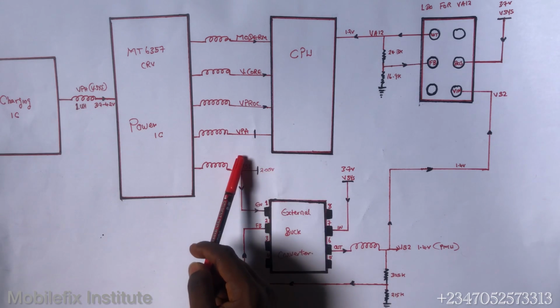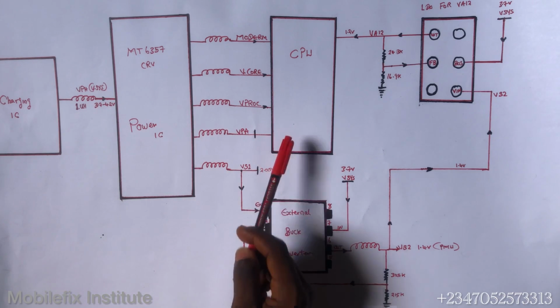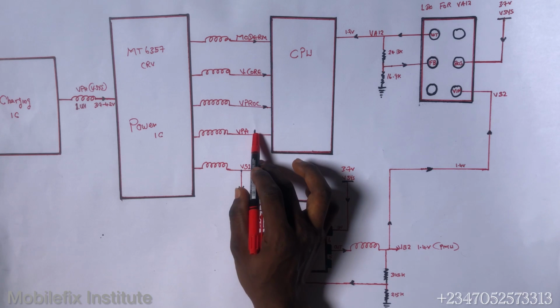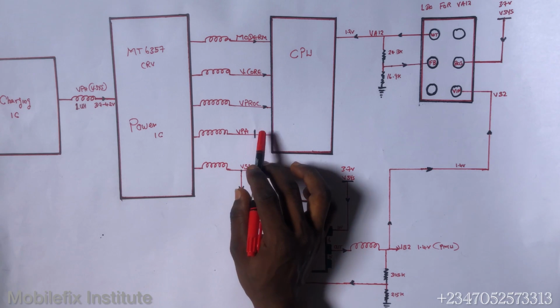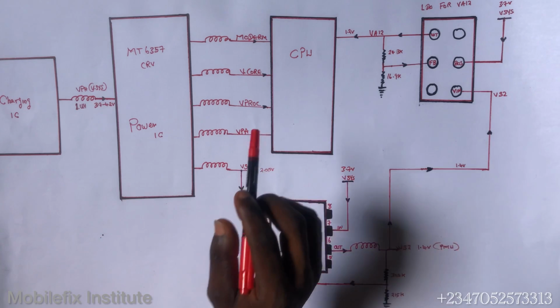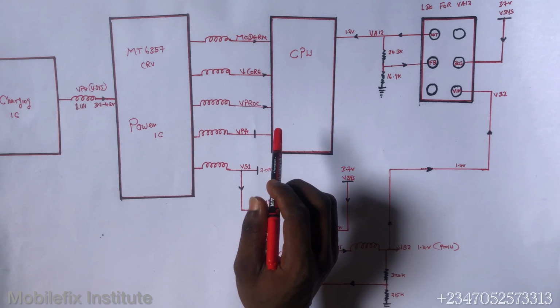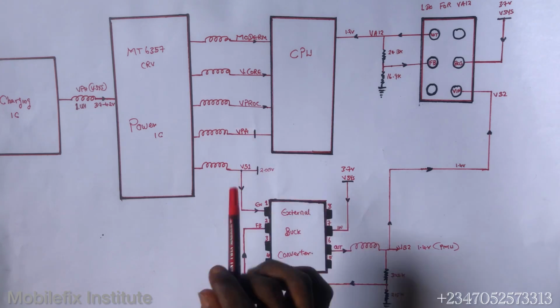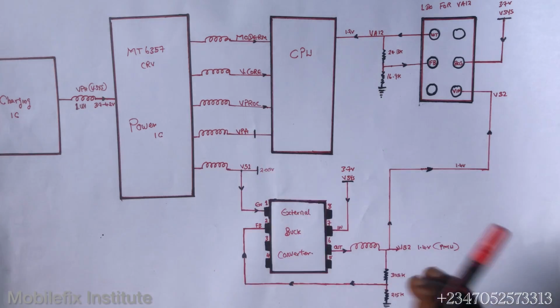But when it comes to this VPA, it's not entering our CPU. I've indicated that this line does not enter our CPU. I've mistakenly connected this line to the CPU section, but it doesn't go to the CPU. So this line will end here. This line will go to your network section. This is voltage for power amplifier. So this line goes to our power amplifier in our network section.